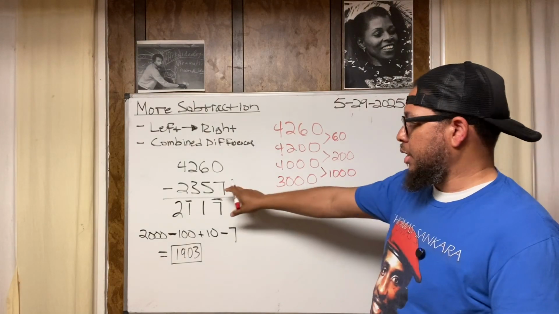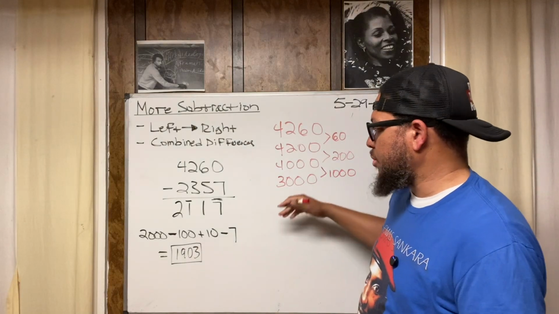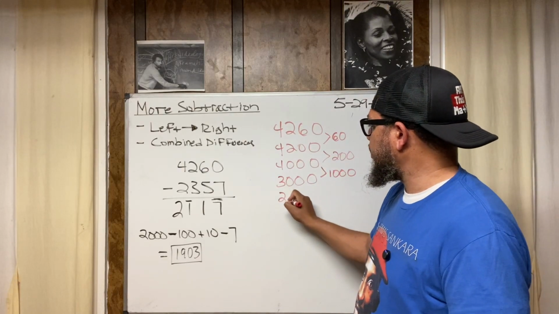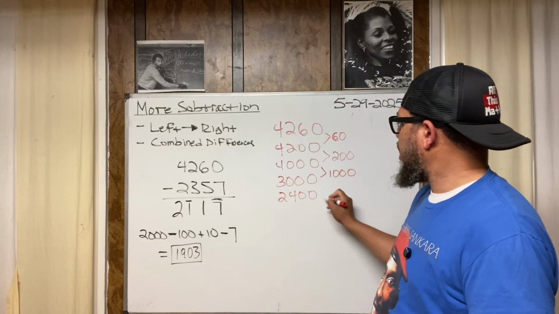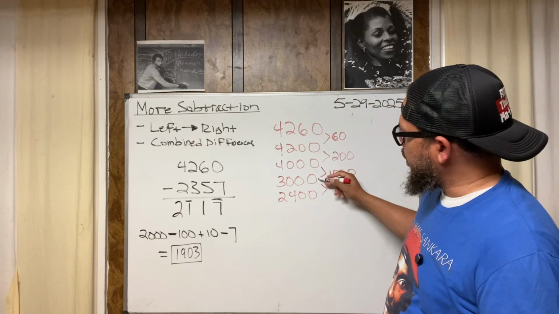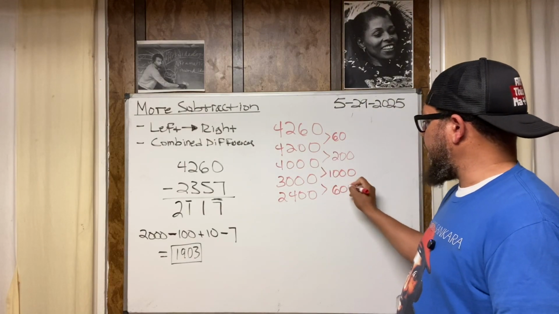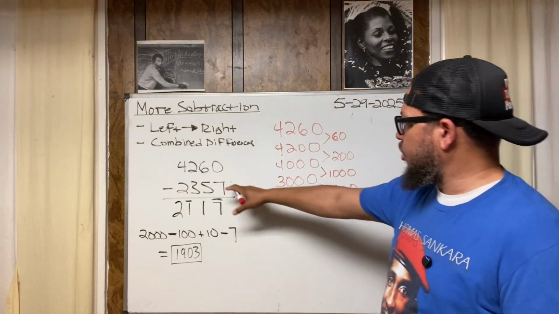All right. Now, again, I'm trying to get to 2357. So what I'm going to do is go from 3,000 down to 2,400. I'm going to go to 2,400. And the difference between 3,000 and 2,400 is 600. So I put the 600 right here. All right. Now I'm trying to get to 2357.